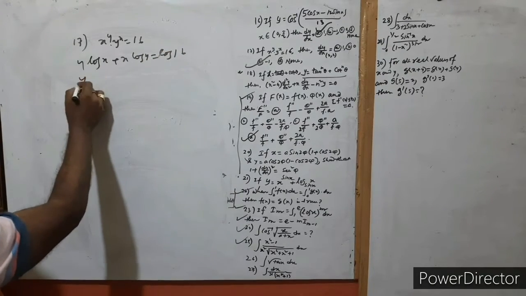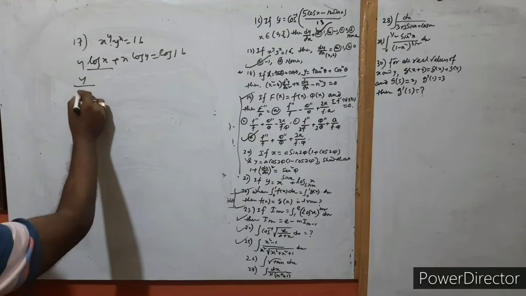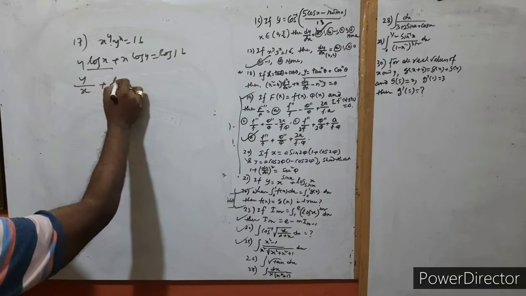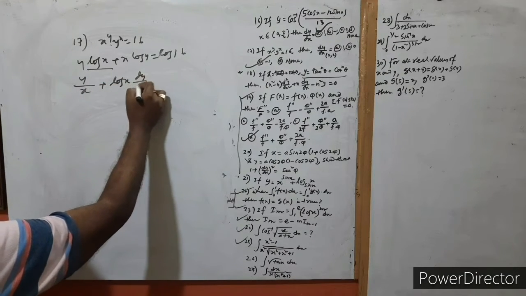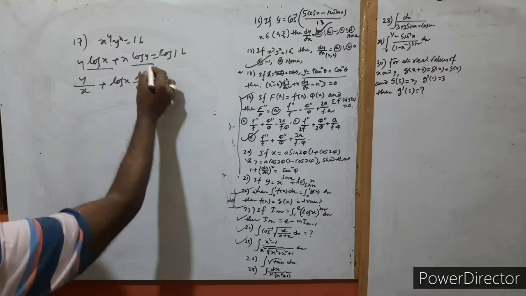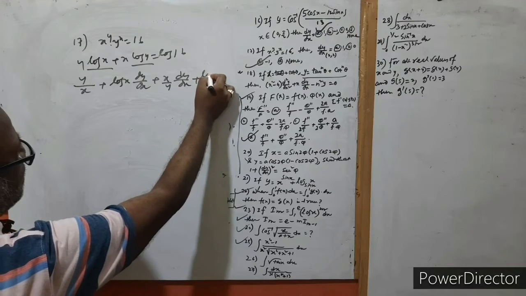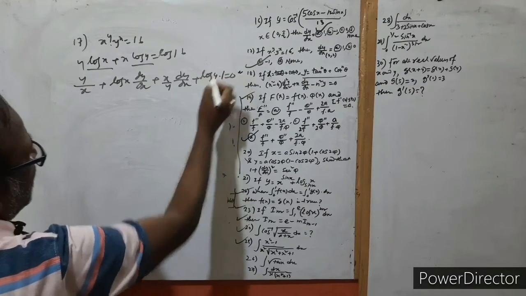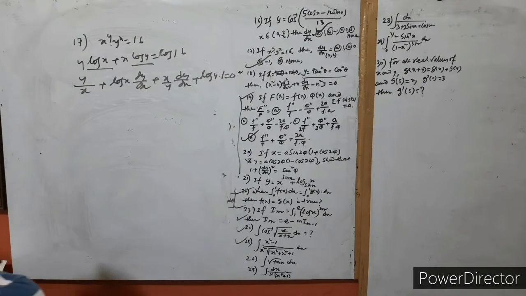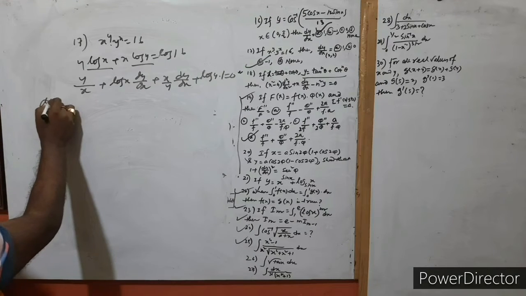Differentiate both sides. Then we get y times 1 by x, plus log x times dy by dx, plus x times 1 by y times dy by dx, plus log y times the differentiation of x, which is 1, and log 16 is 0 here.